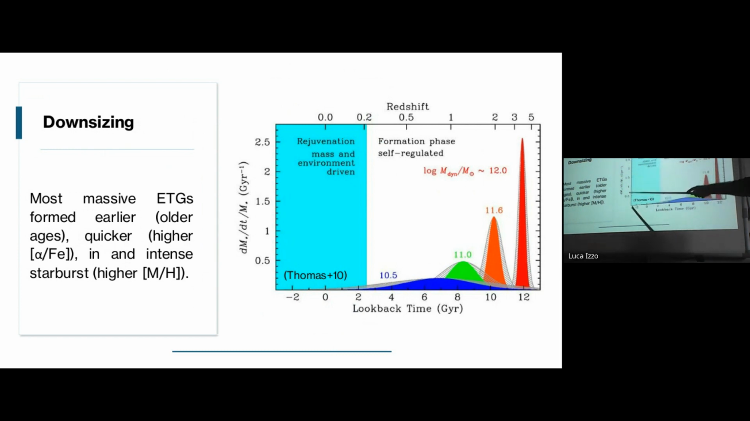Here we have essentially the star formation, the specific star formation rate. And on the other hand, lower mass galaxies typically form later. The average formation time is later on cosmic times. They form on longer star formation histories and in a less efficient way.